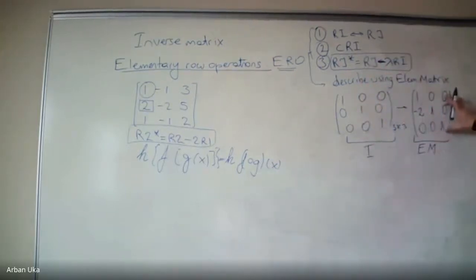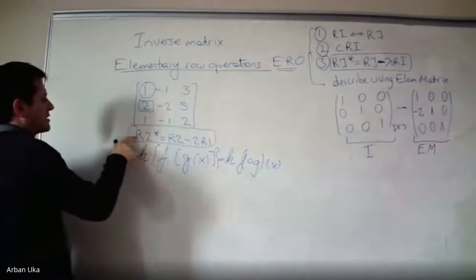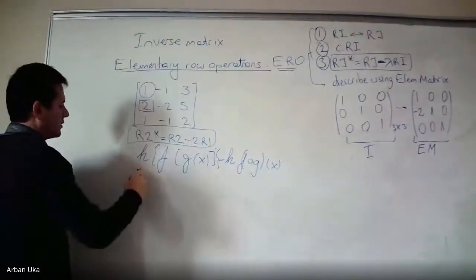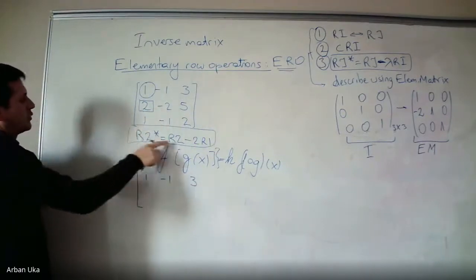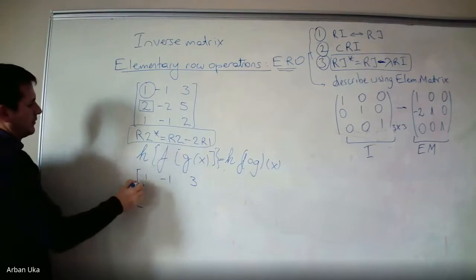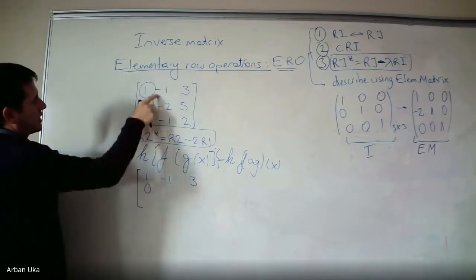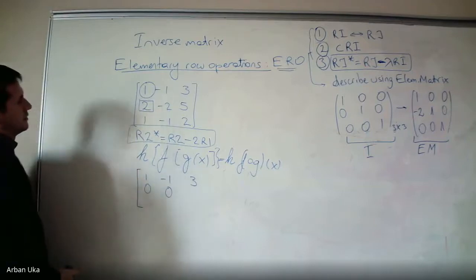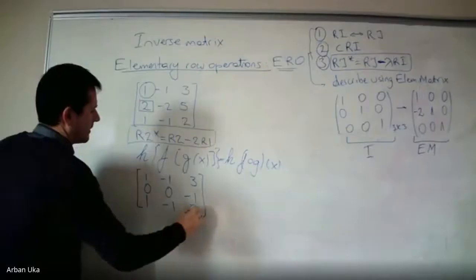So that's good. We found this matrix, let's keep this in mind. Now let's apply this operator on the original matrix. What do we get? We have here 1, minus 1, 3. And here we have row 2 minus 2 row 1. We get 0, 0, minus 1. Minus 2 plus 2 is 0, so 0, 0, and then minus 1. And the last row is 1, minus 1, 2. That's good.